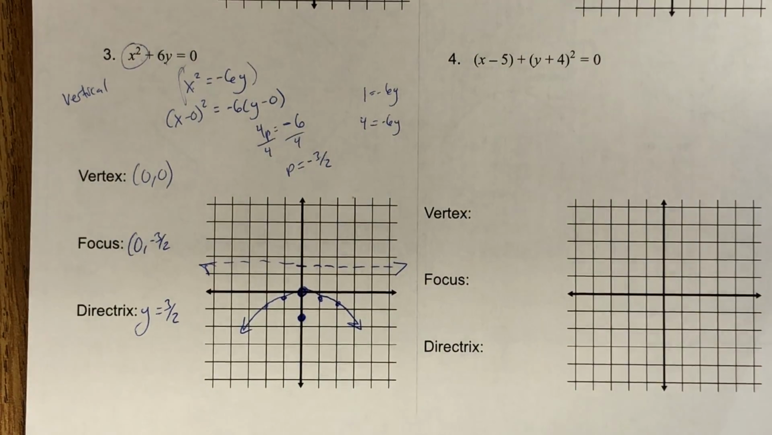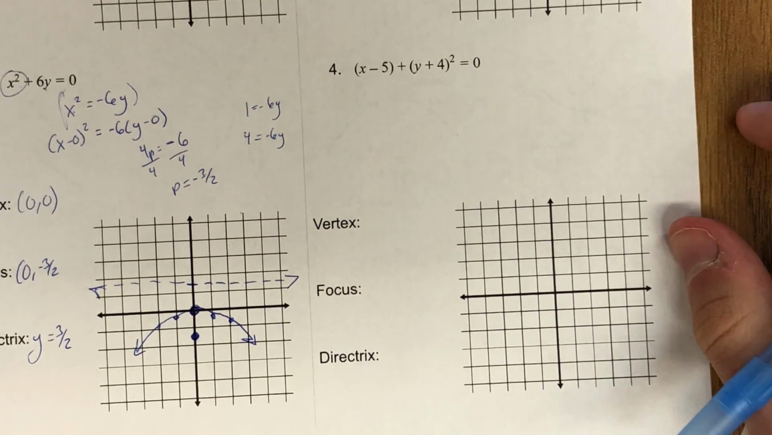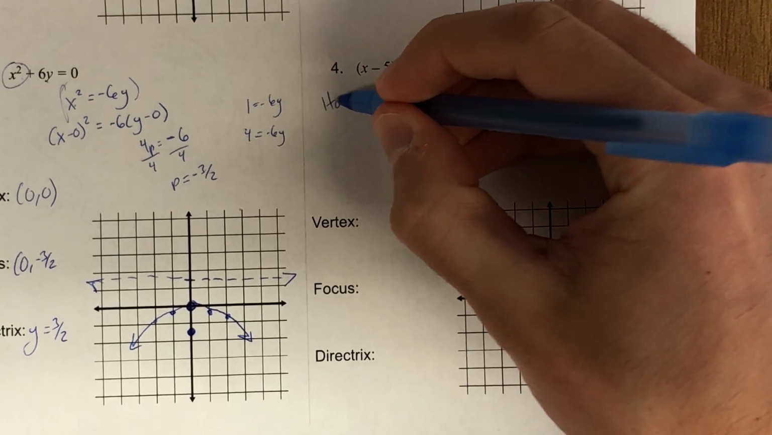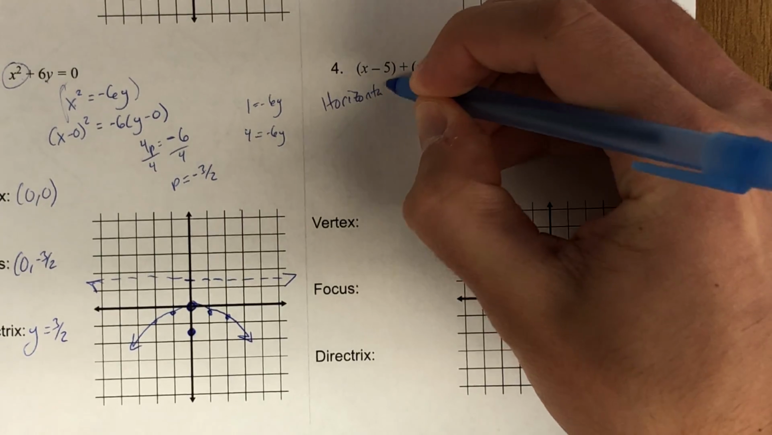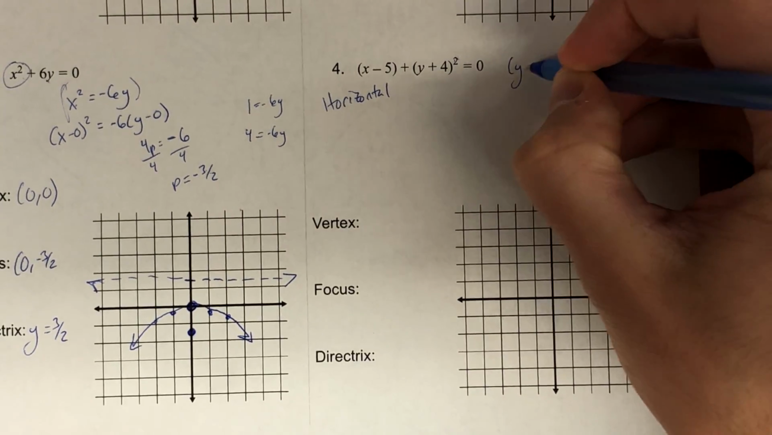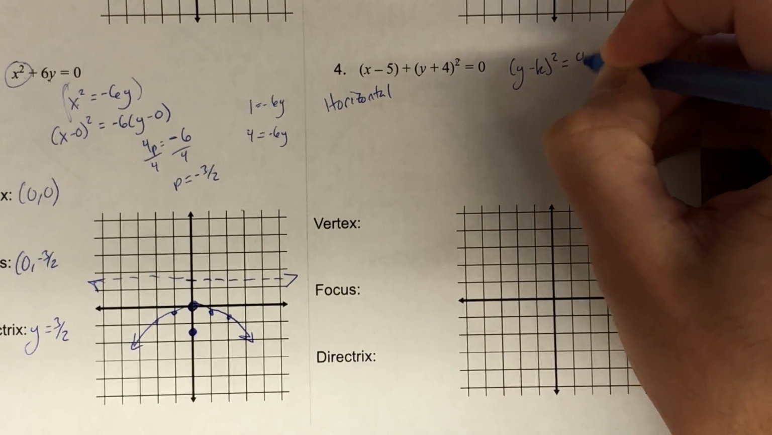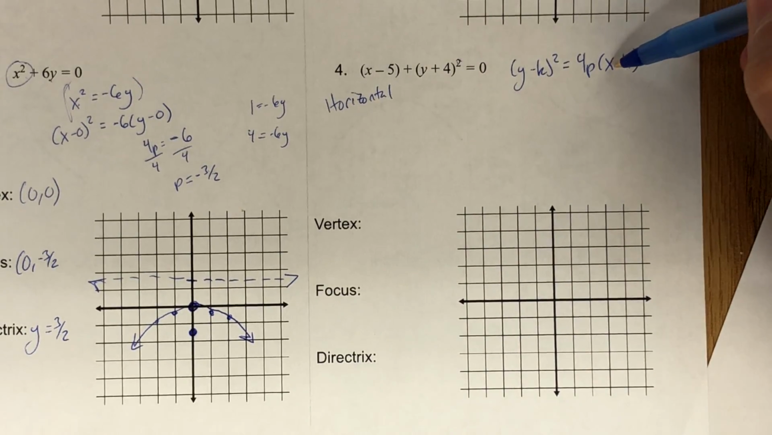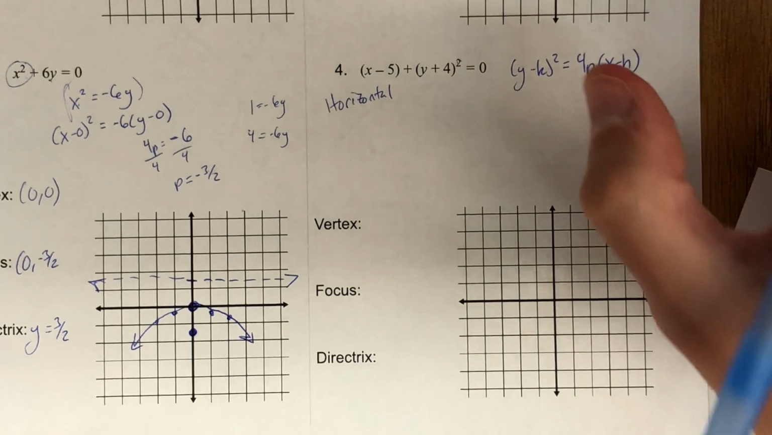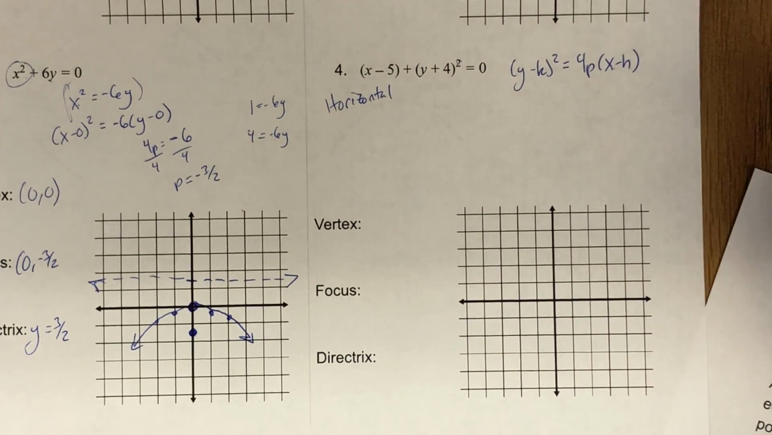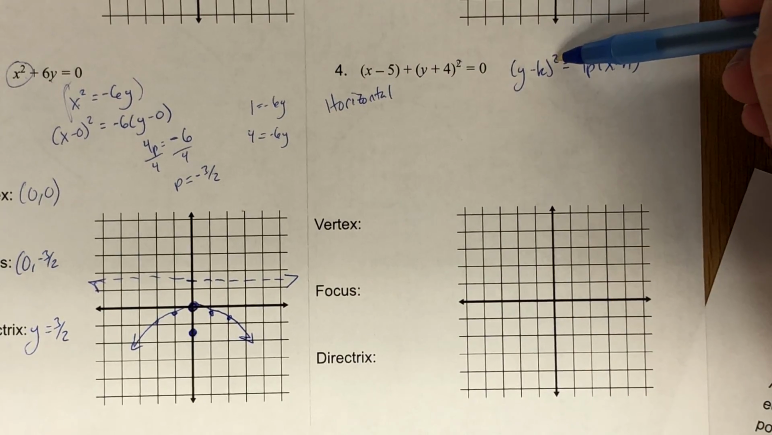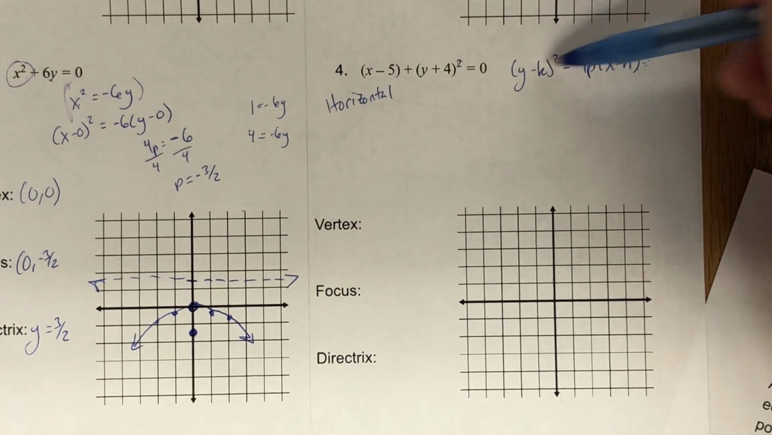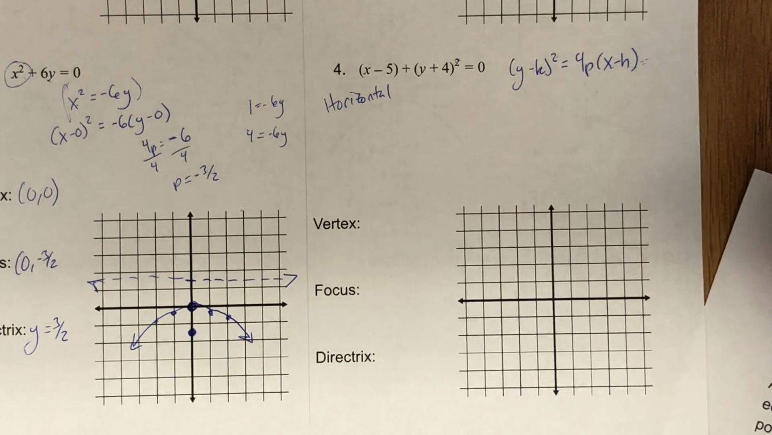Okay, all right, last one here. So this is our first one where we have a horizontal parabola because our y value is first. So the equation for horizontal is y minus k squared equals 4p times x minus h. Notice it's always x minus h and y minus k. Those are your key portions. If it's horizontal, the y part is squared. If it's vertical, the x part would be squared. So it's just those two that are switching places.